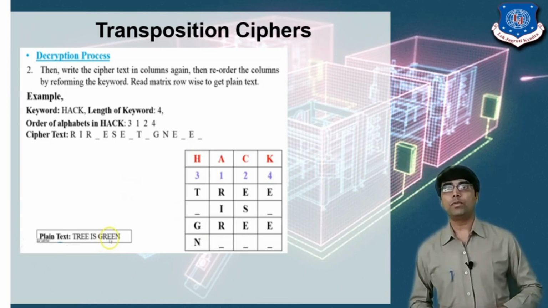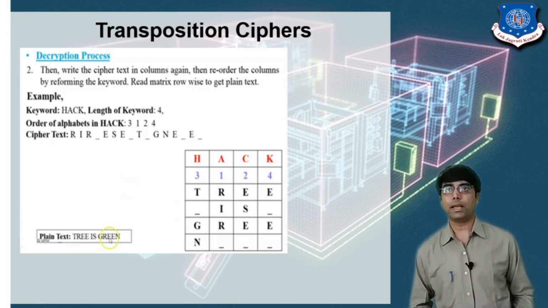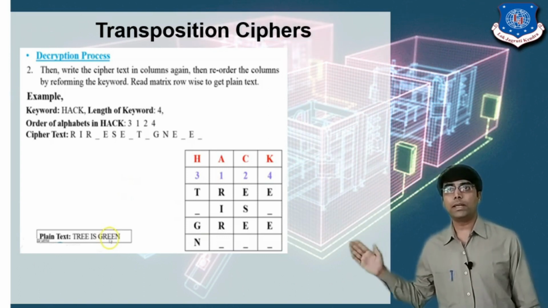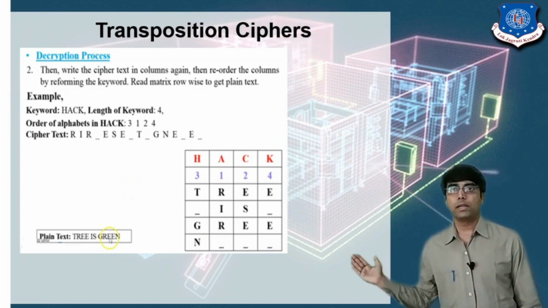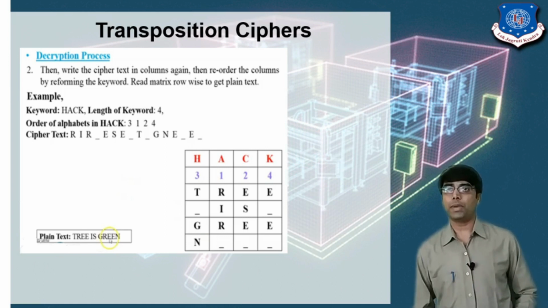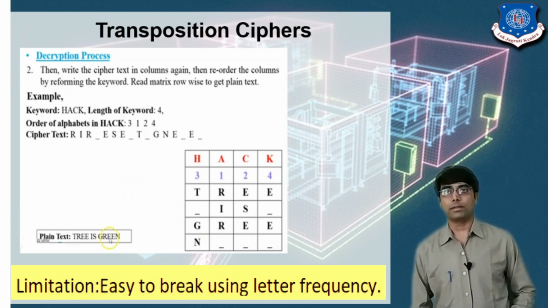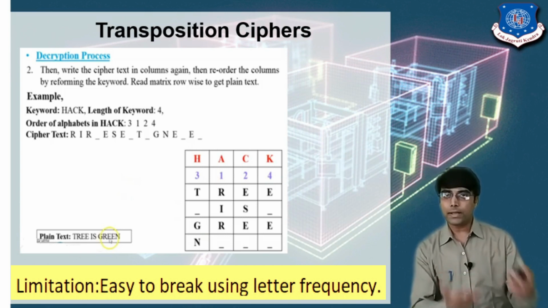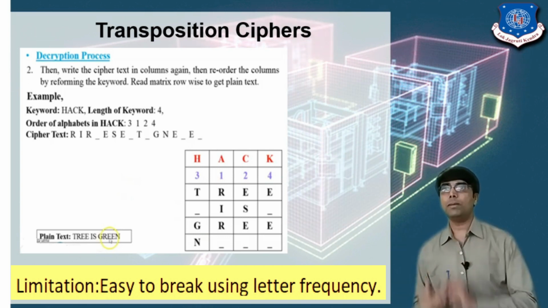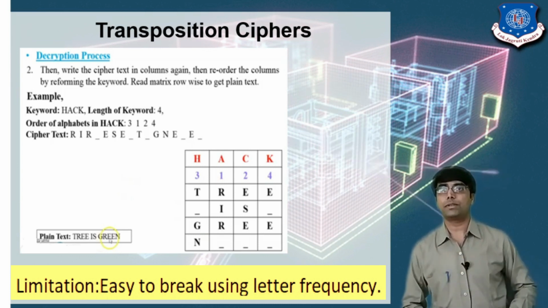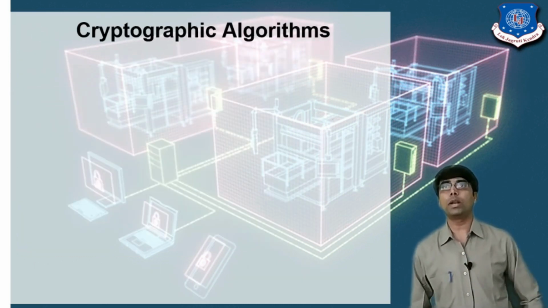Now if you want to convert this ciphertext into the plain text, we will read row by row. It means the first row is TREE. Now space IS space GREE and space. So this is your original plain text message. This is the procedure to convert your plain text into the ciphertext and the ciphertext into the plain text using the transposition cipher. I hope this idea is clear.